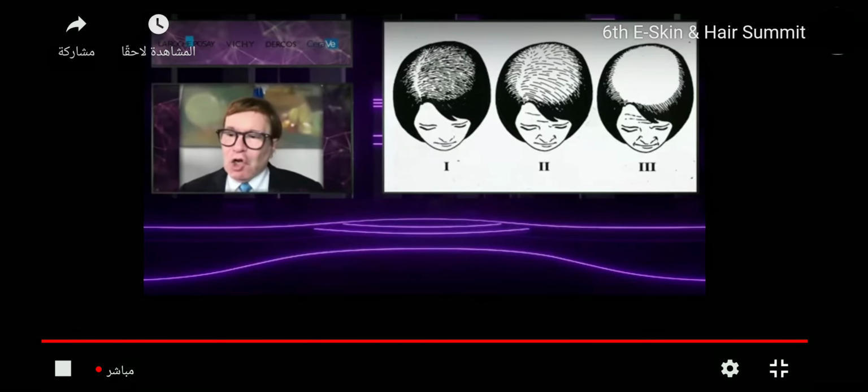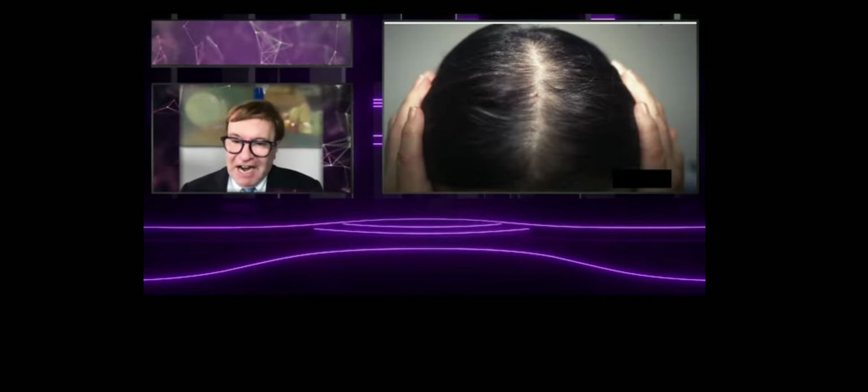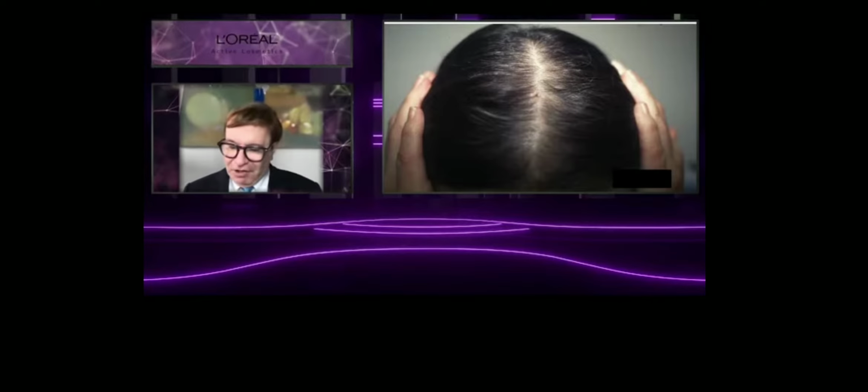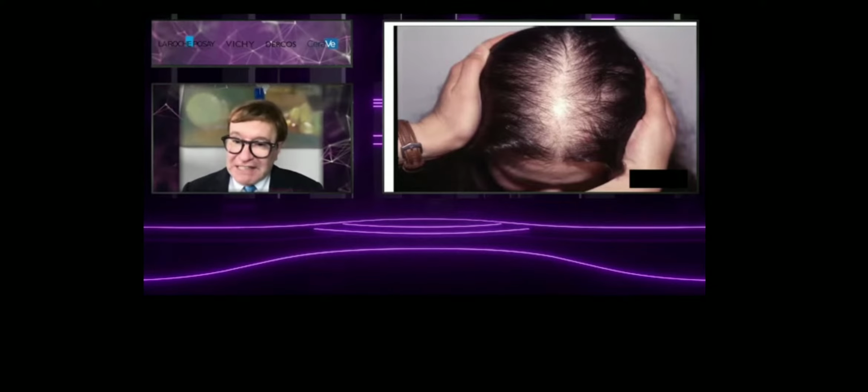LTC, called the Ludwig classification. This is a woman in her 20s who's having her hair part getting wider and wider over time. This is a Ludwig stage 2. The previous one was Ludwig stage 1.